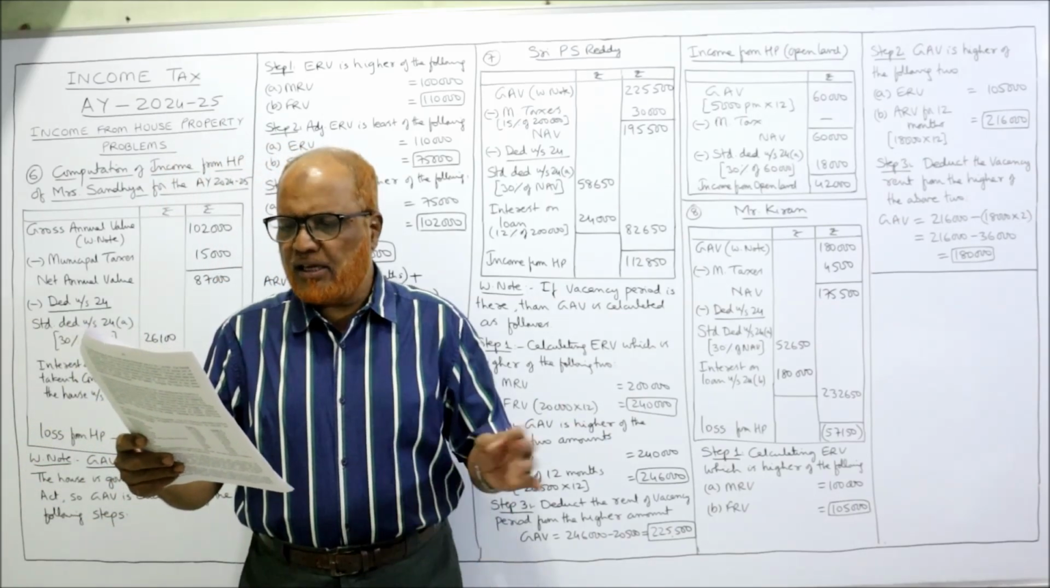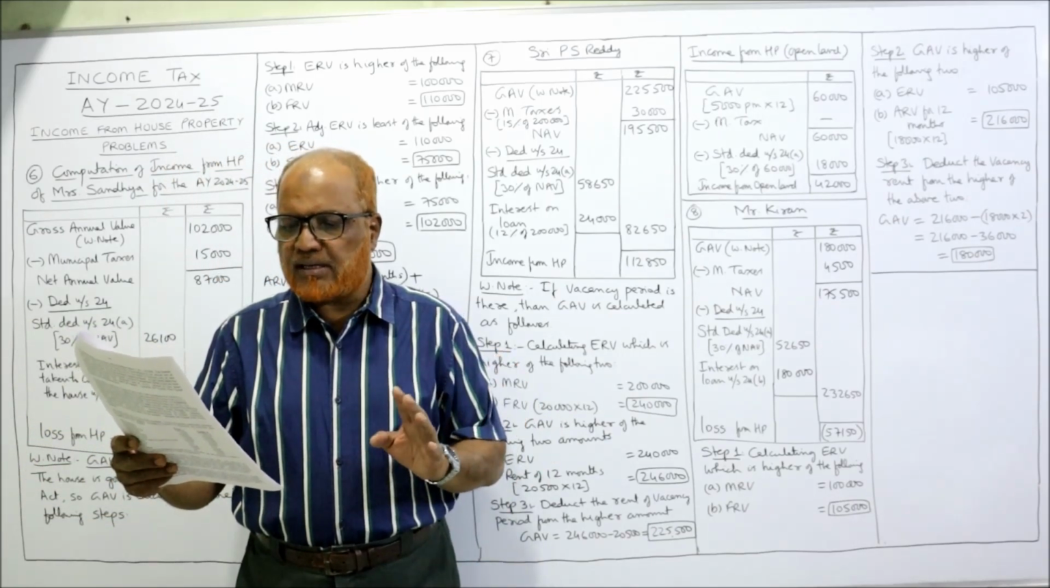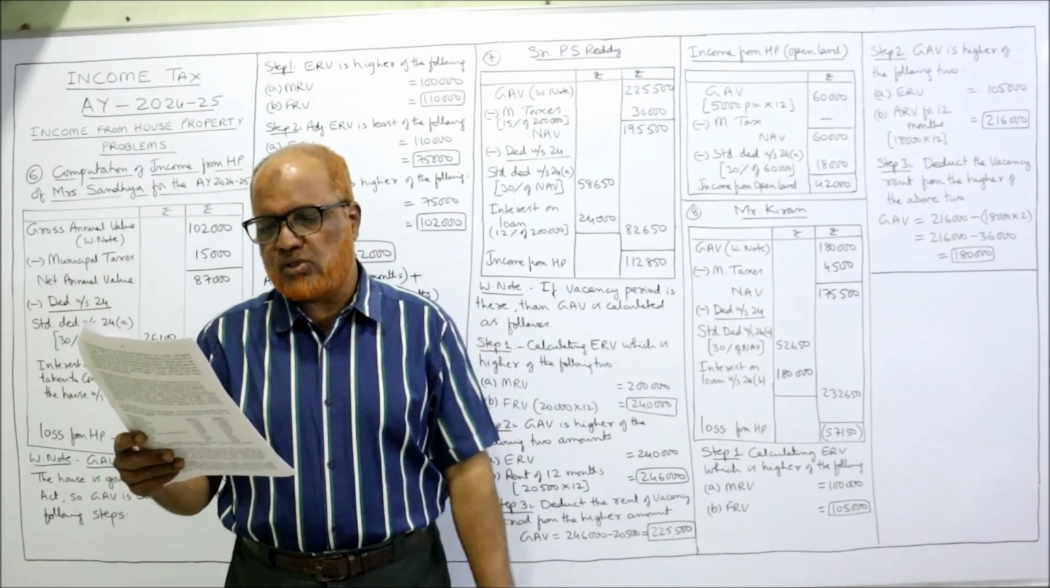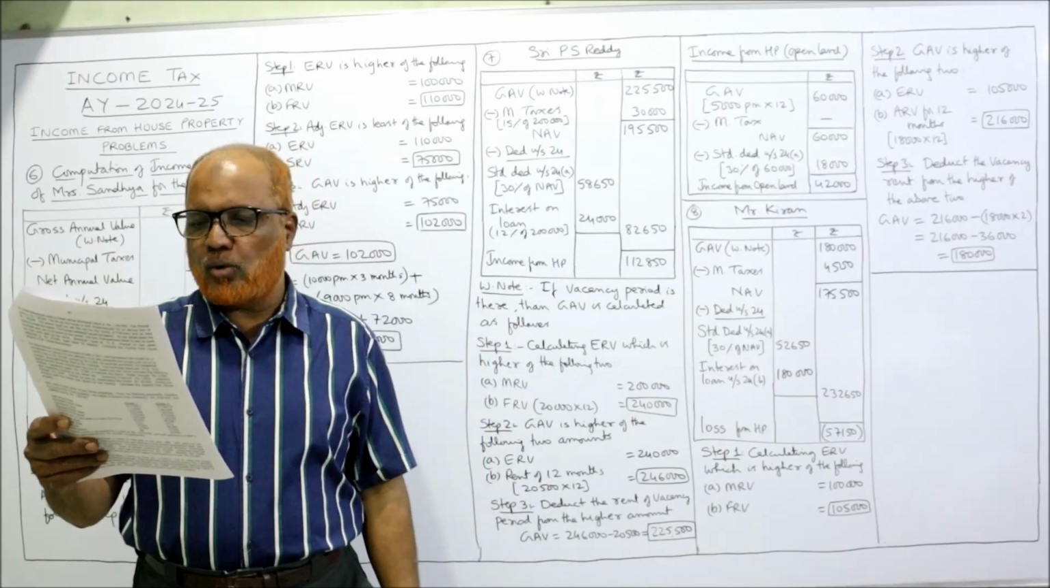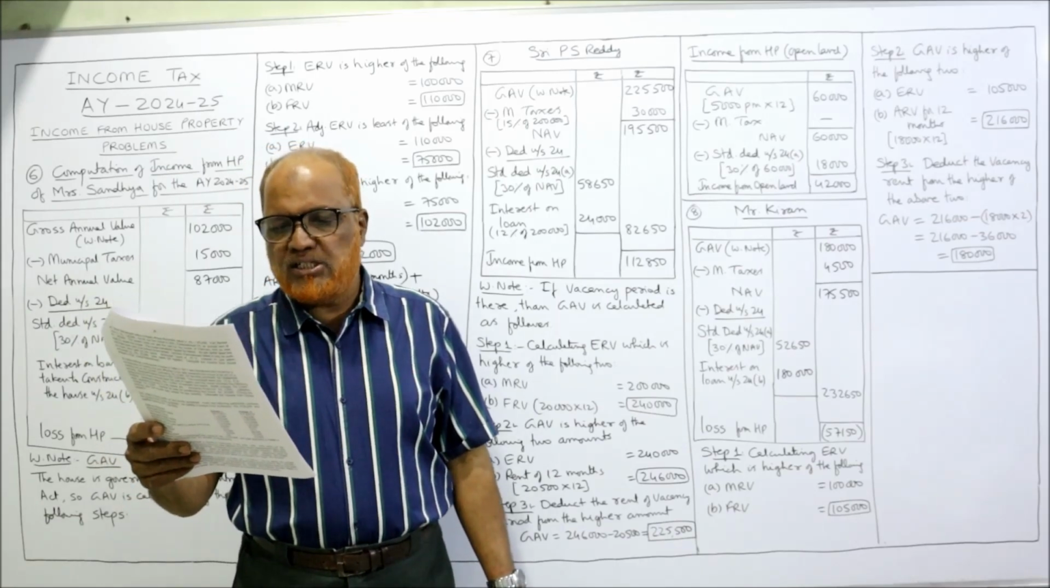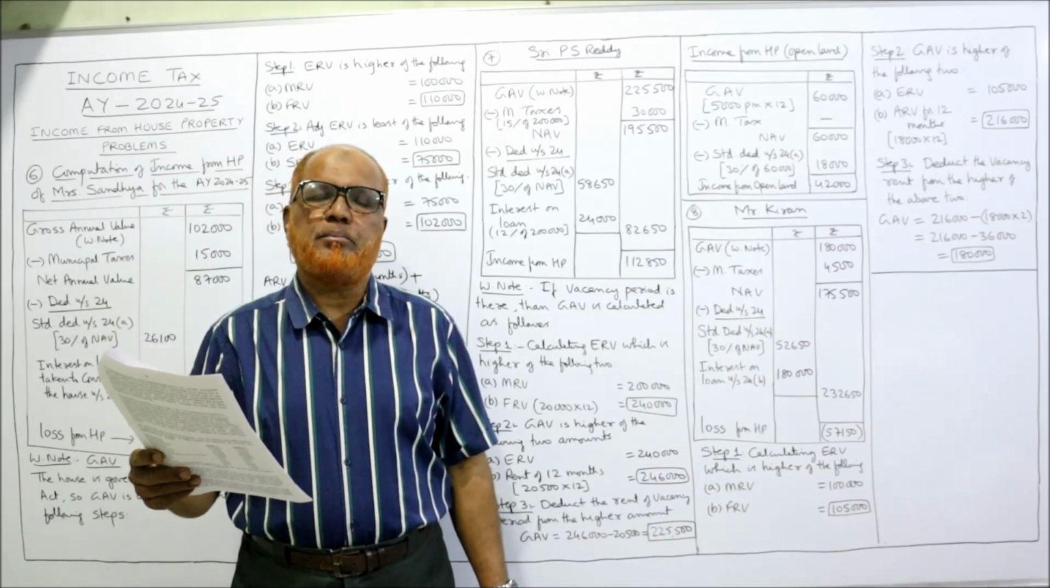Now, during the previous year, the house was vacant for 2 months and he paid the following. Repair, ignore. Ground rent, ignore. Municipal taxes will be allowed, 4,500. Correction charges, ignore. Interest on loan is due but not yet paid.